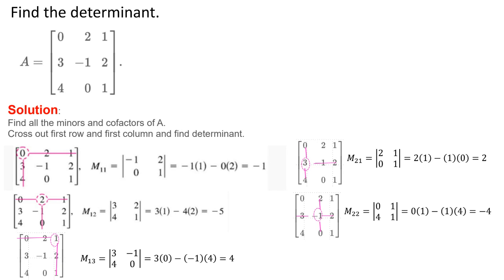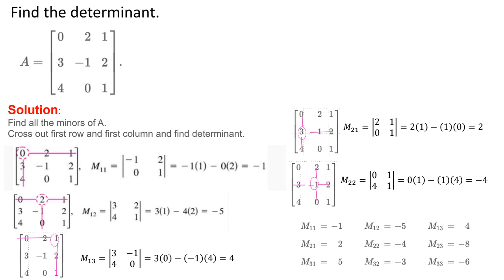Now we do the second column. We cross out the second column, second row, and every time we're leaving 4 numbers, and we take the determinant. 0 times 1 is 0, 4 times 1 is 4, and we end up with -4. And then the third column. So we keep doing this until we're finished, and we're going to end up with these 9 numbers here.